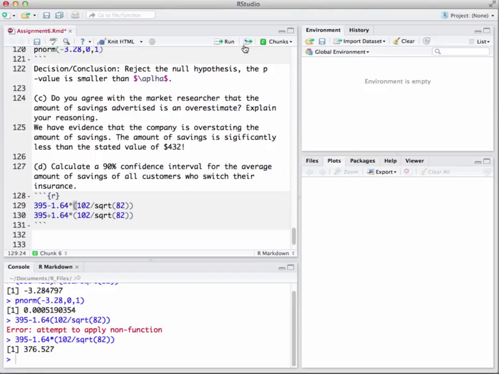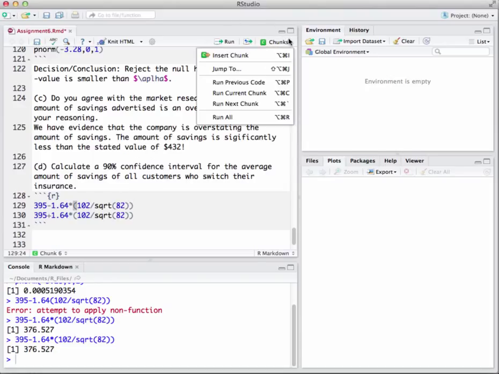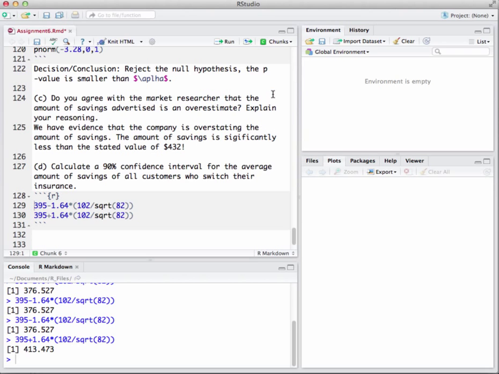Okay, so let's go ahead and run that, and so we get that the lower bound is $376.53, and then the upper bound is, did I do them both there? Hang on a sec. I'm going to do it this way. Run current chunk. There we go. So we get 376.53 to 413.47 as our confidence interval.